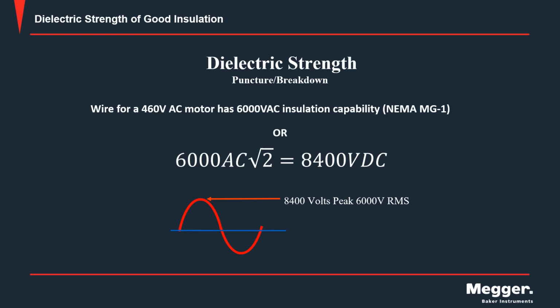So again, dielectric strength of our motors, as I stated earlier, starts out very strong. Here we have NEMA MG1 that states that the magnet wire that goes into a 460 volt motor should be able to withstand 6,000 volts AC. Let's convert that to a DC voltage at 8,400 volts DC. That's just the wire itself.